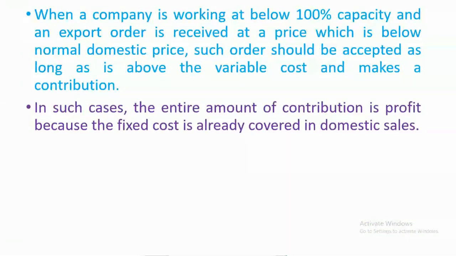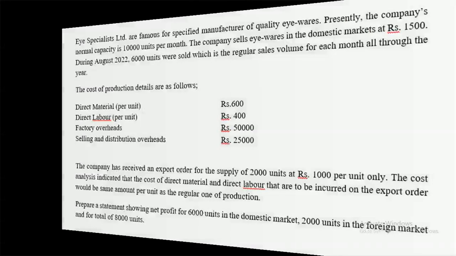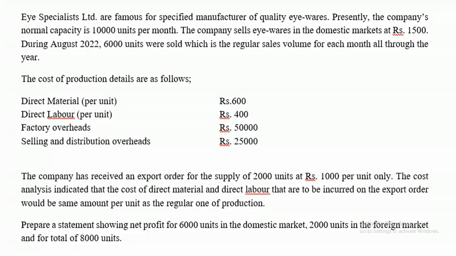So let us see one example here. You have this problem or case in front of you. Let me read it. Eye Specialists Limited are famous for the manufacture of quality eyewear. Presently the company's normal capacity is 10,000 units per month. So that is the normal capacity; the company can produce a maximum of 10,000 units. The company sells eyewear in the domestic market at rupees 1,500 per unit.